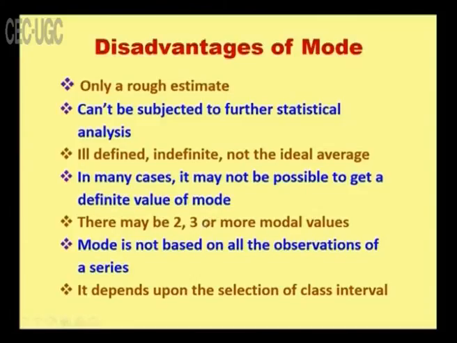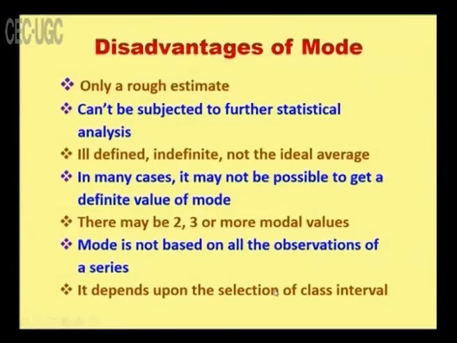There may be 2 or 3 or more modal values, and the mode is not based on all the observations of a series. It simply says which value is occurring many times, and the data set may contain 20 or 30 items, it is immaterial. It depends on which value is occurring the largest number of times, and it depends upon the selection of the class interval. So, all these are the disadvantages of the mode.